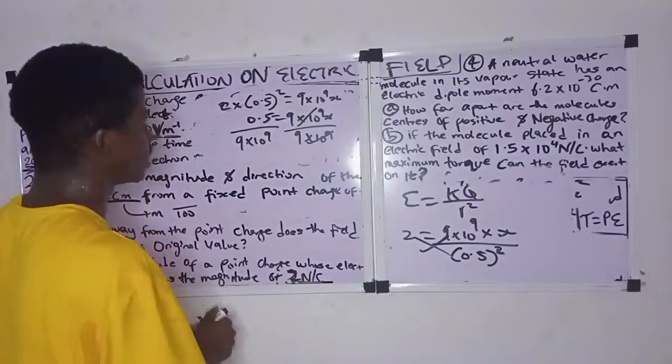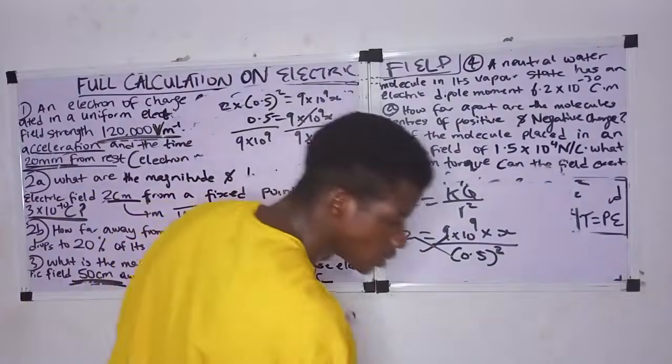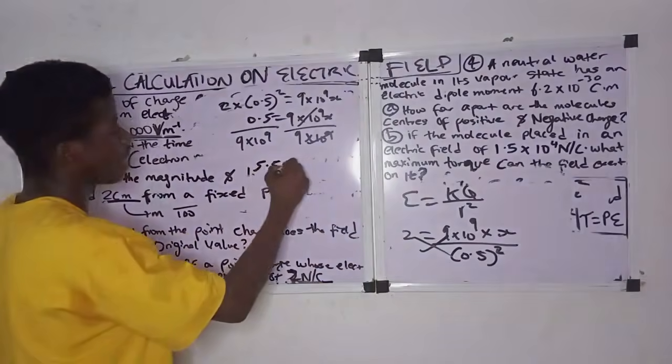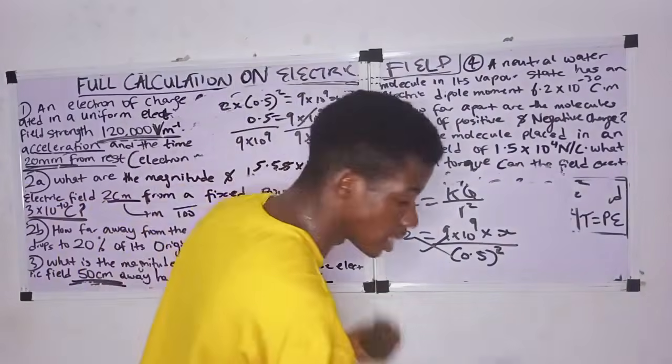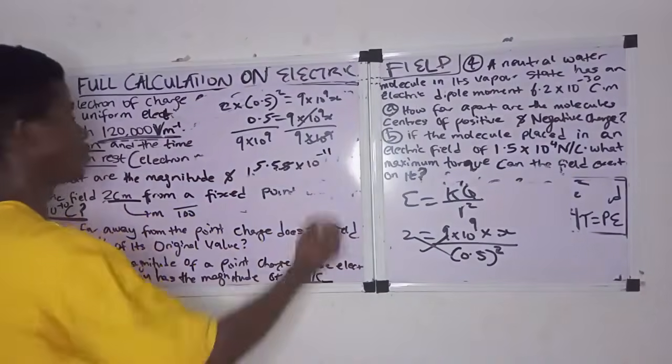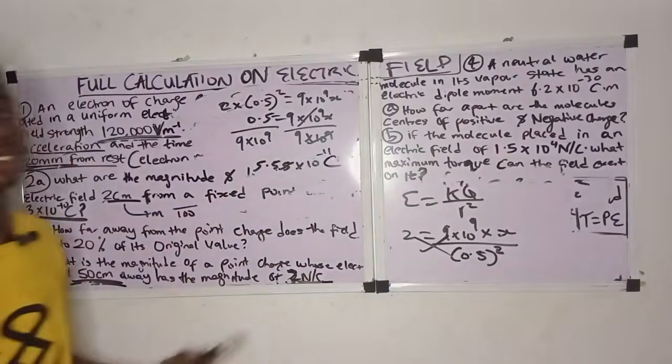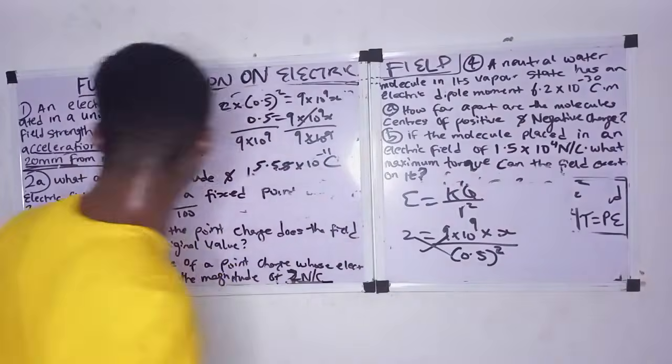Okay, so the charge is 5.555 times 10 raised to minus 11 coulomb. So that is just it. So that is the answer.